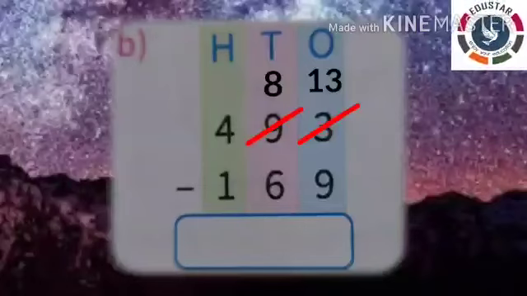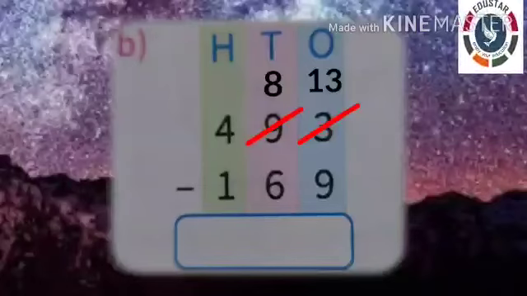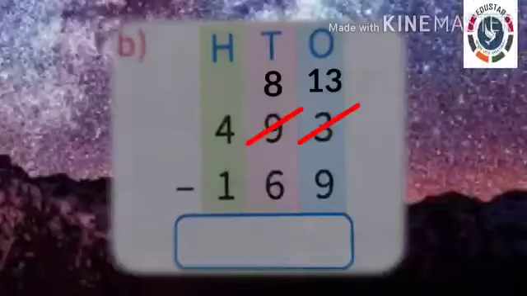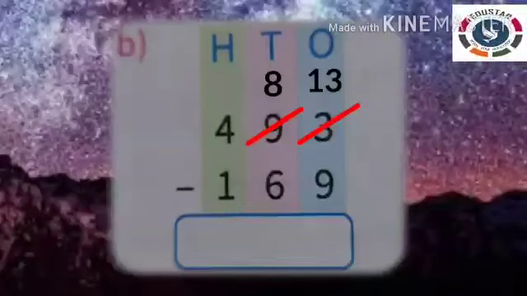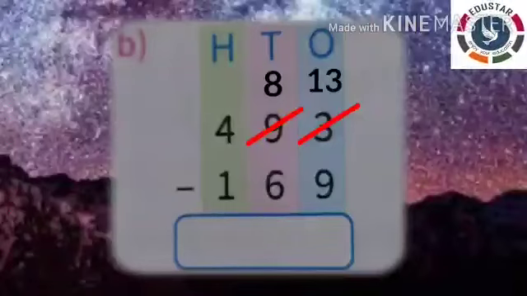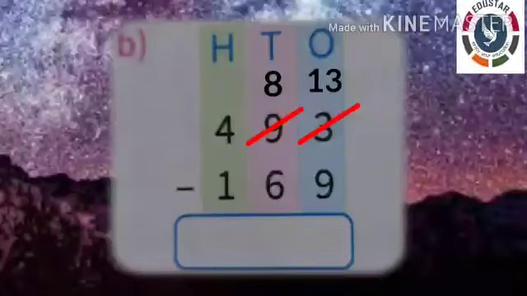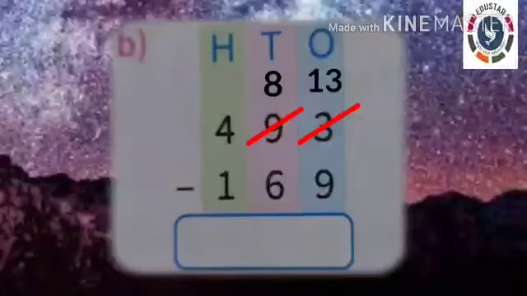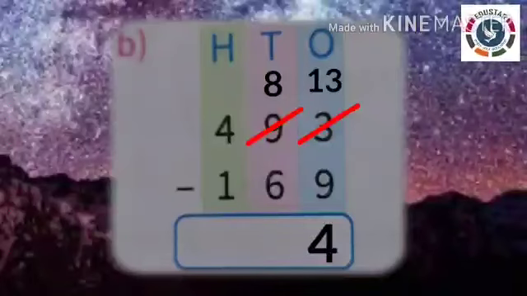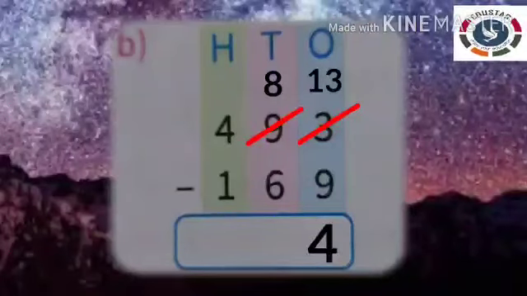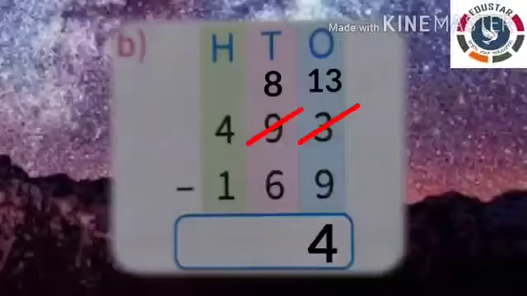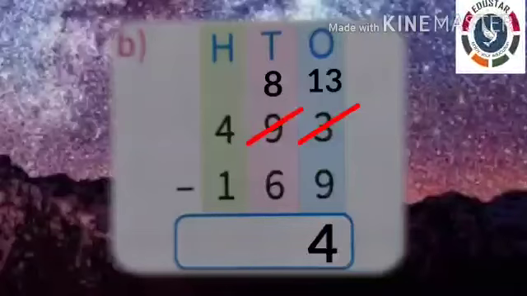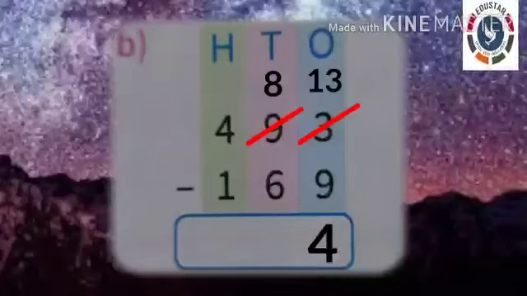Shall we subtract it now? 9 in the mind, take 0 finger. 9 after 10, 11, 12, 13. What is your answer? Your answer is 4. Write 4 in ones column. Now we will move on to tens column.